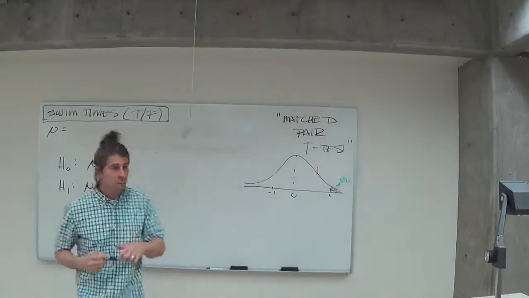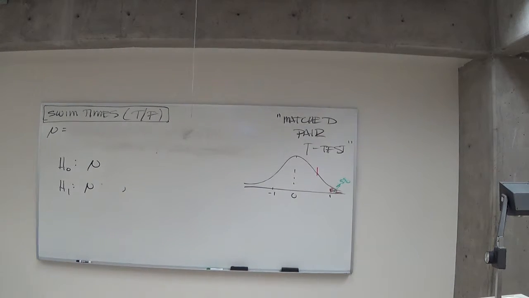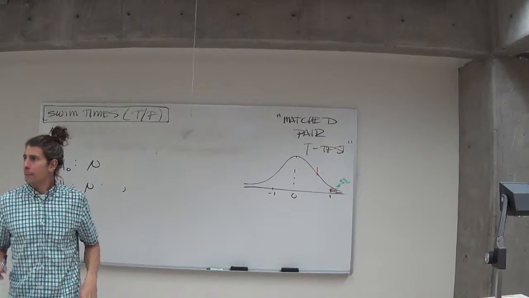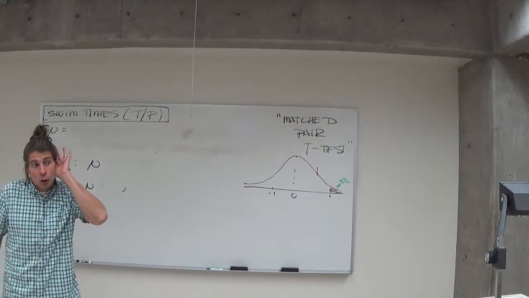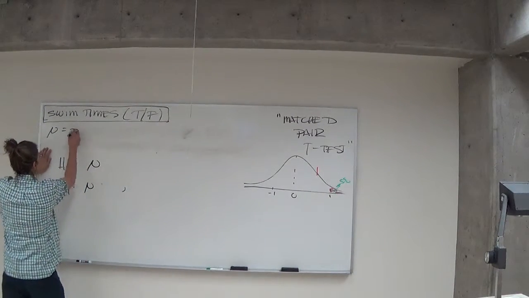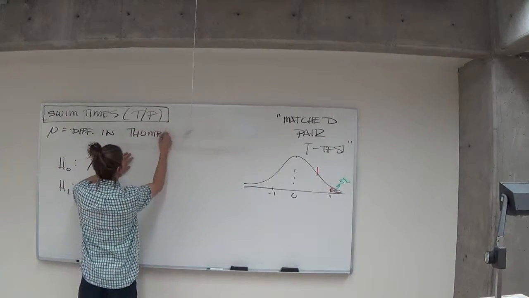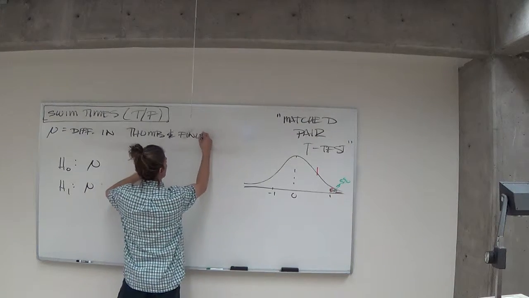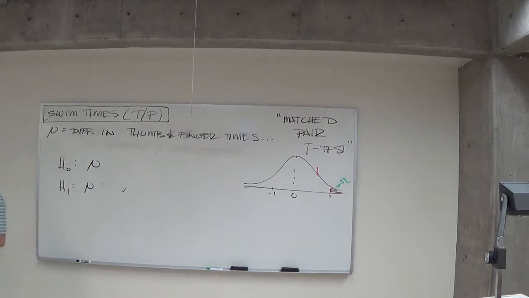So we're still testing mu. What is mu going to be now? What's it going to be? We'll get through your data in a second, I promise. You need to do the template, and then do the template maybe. What is mu? What are we actually looking at? JC, go ahead. The difference in thumb and finger times. Yeah, that's what we're interested in. Is there a difference, right?